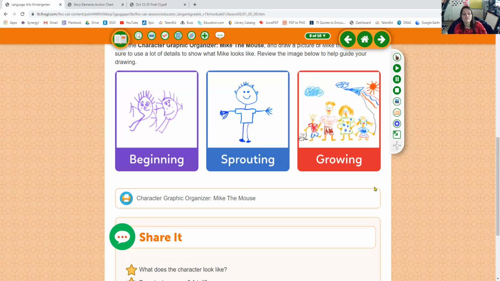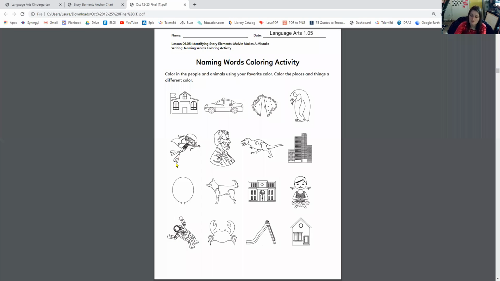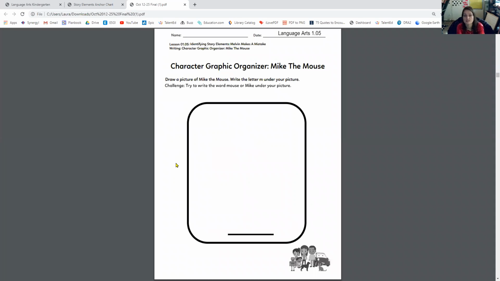Okay, so you have an activity to do for this one. It is this page, Graphic Organizer Mike the Mouse. Draw a picture of Mike the Mouse. Make sure you have those details. If you're going to draw him being stepped on, what does his face look like? Is it happy when he gets stepped on, or sad and hurt when he gets stepped on?